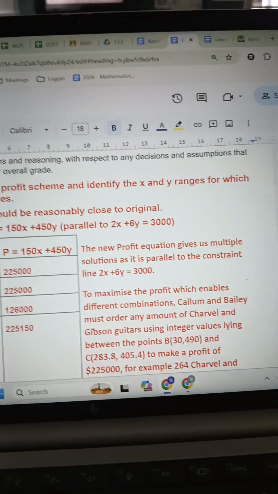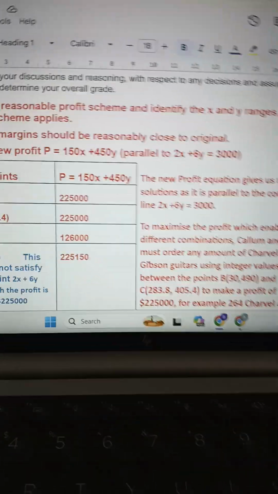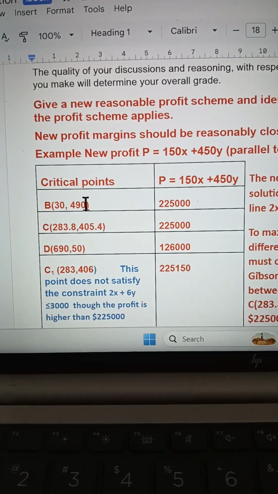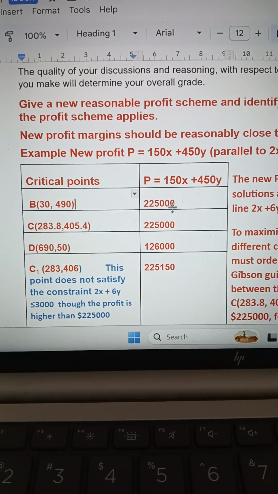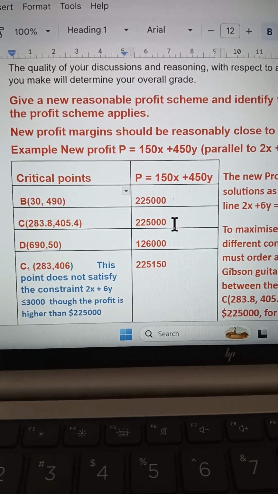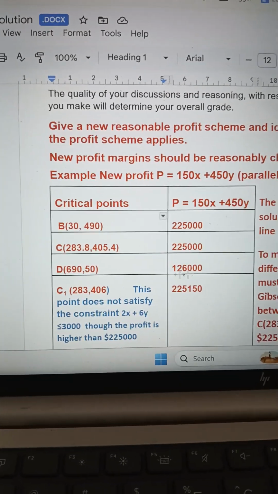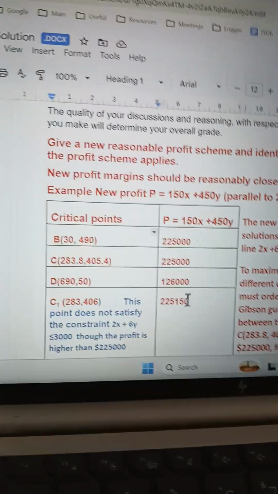And so you can simply put either one of them into the profit equation. The B point is actually easier because it's got integer values. It gives you 225. If you put the other one in, it actually gives you the same value anyway. You don't need to check the others. That's not necessary.